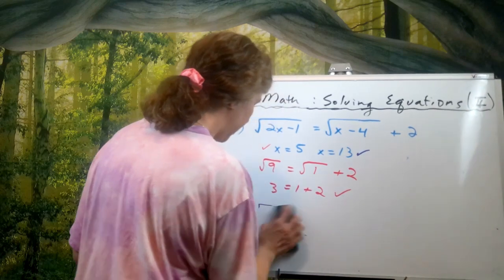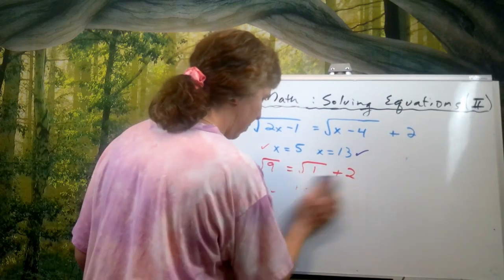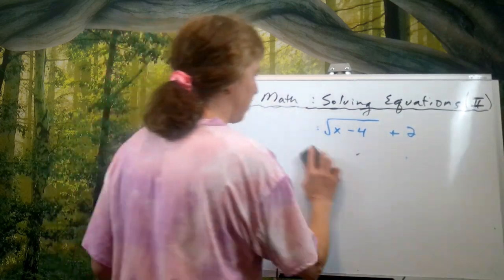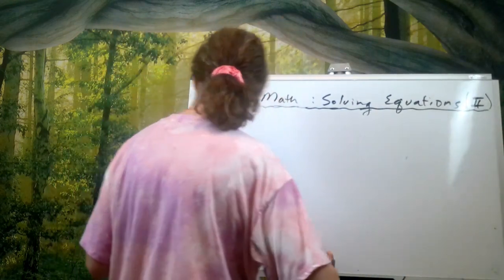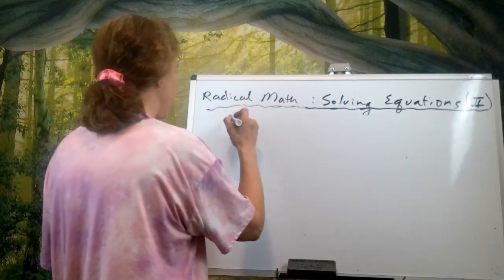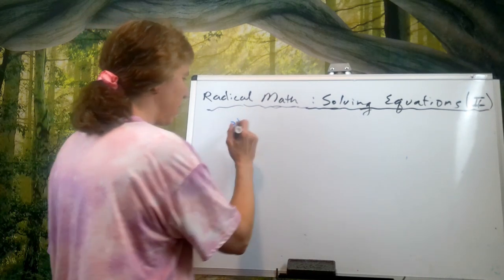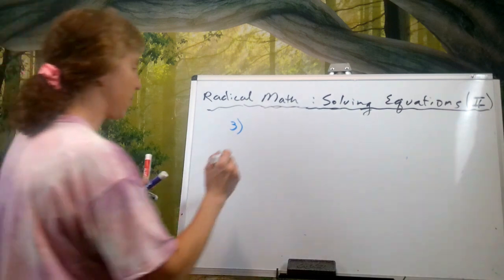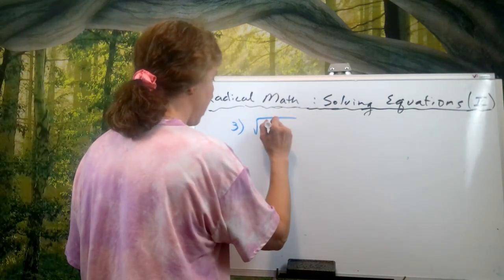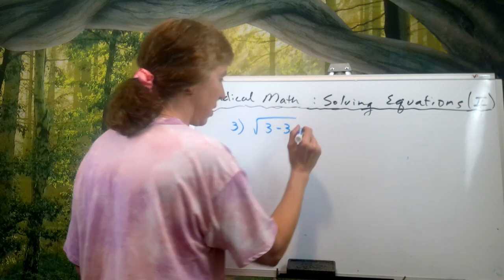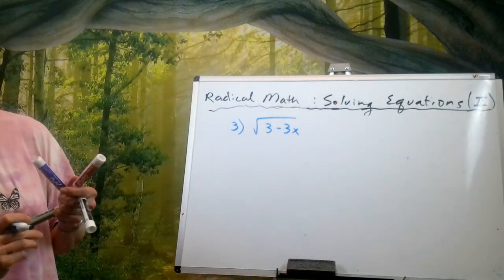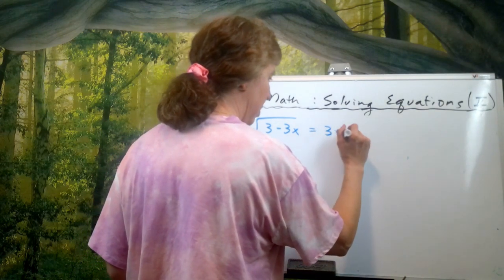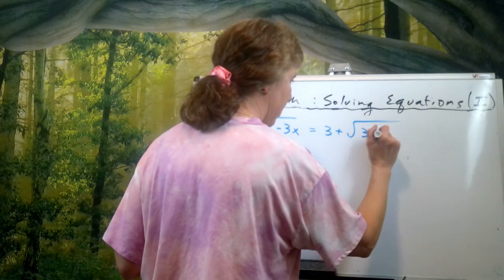All right, let's do one more example, and then we'll let you practice on your own. The last one I'm going to do has a lot of 3's in it instead of 4's. 3 minus 3x, under the square root sign, equals 3 plus root 3x plus 2.